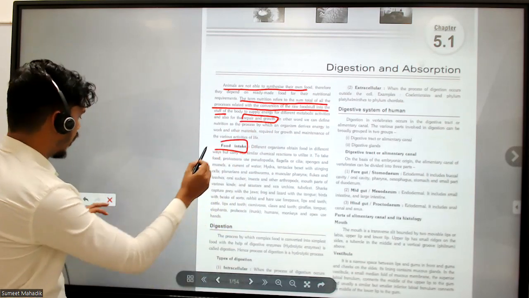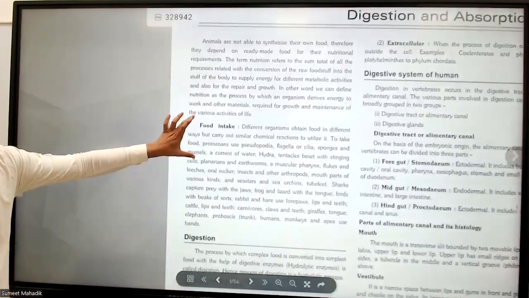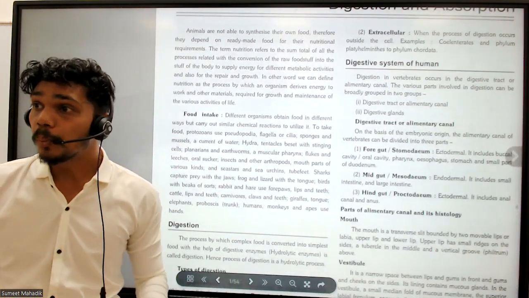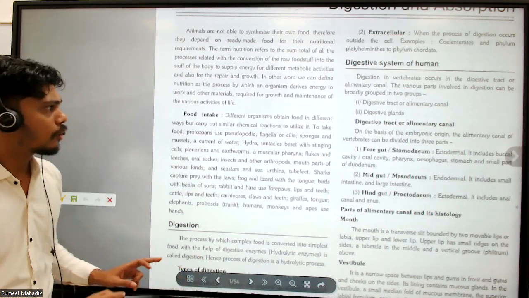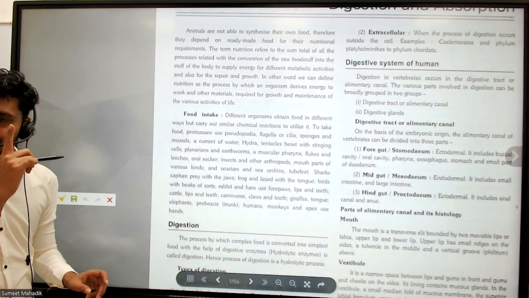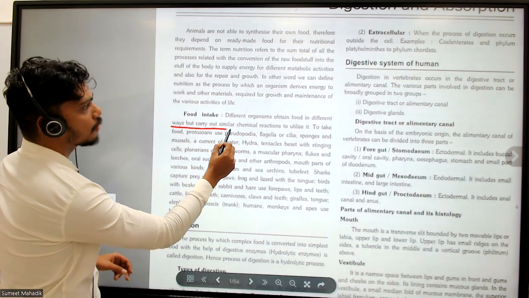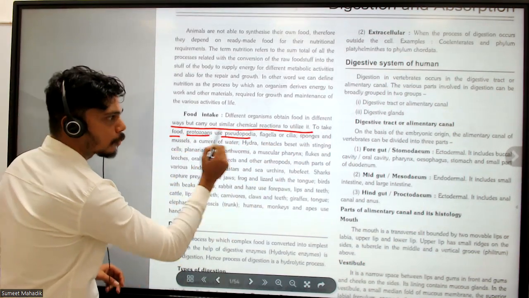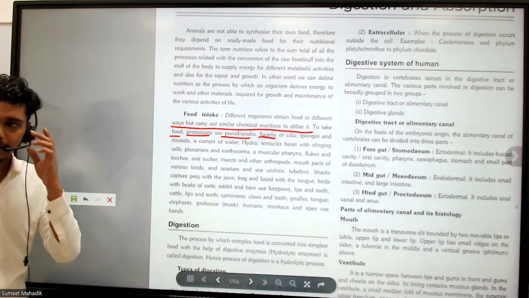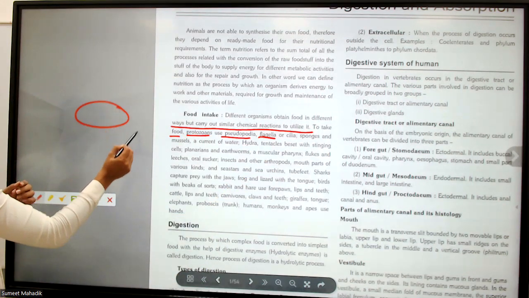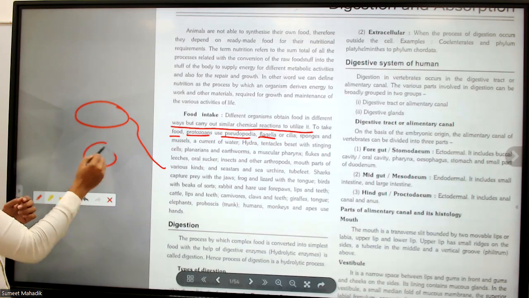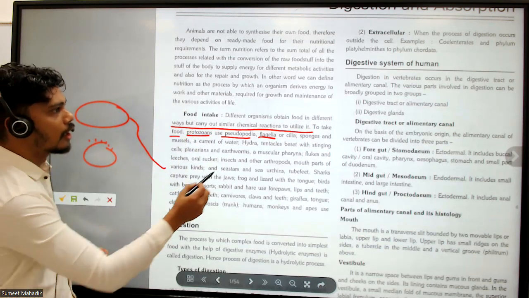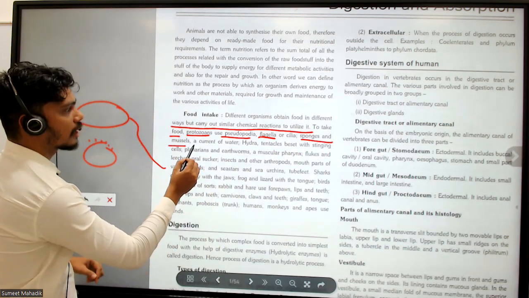So food intake: how can you take food in? Different organisms obtain food in different ways. In the case of amoeba, we have observed pseudopodia, right? That is a unicellular organism, but they carry out similar chemical reactions to utilize it. To take food, protozoans use pseudopodia, flagella, or cilia. What are flagella or cilia? This is flagella, and cilia are hair-like projecting structures, like in paramecium, right? Sponges and mussels use a current of water.